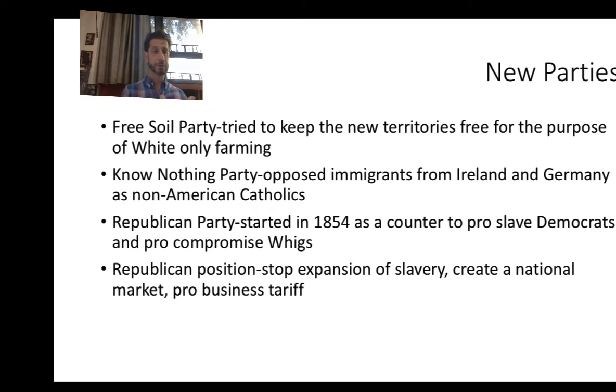And then there was a new party called the Republican Party that started in 1854 as a counter both to pro-slave Democrats and what they viewed as being too much compromise from the Whigs on the issue of slavery. Whigs were against slavery, but they saw them as compromising too much in the Missouri Compromise and Compromise of 1850. So what was the Republican position? Well, their position was to keep the country united. And so they believed in stopping the expansion of slavery, but not getting rid of it immediately. Also, they wanted to create a national market. And they were pro-business on tariffs. They wanted tariffs to protect businesses. So you'll notice very similar to the Federalists.